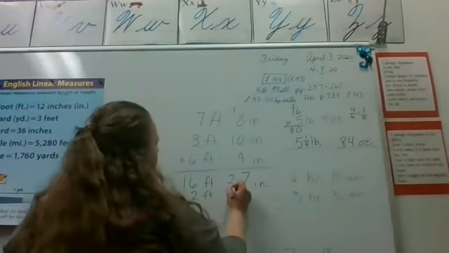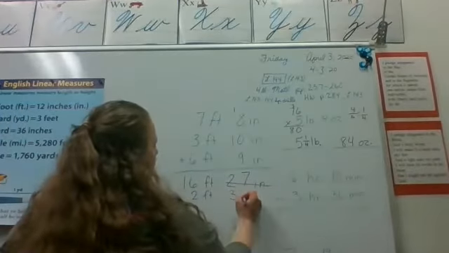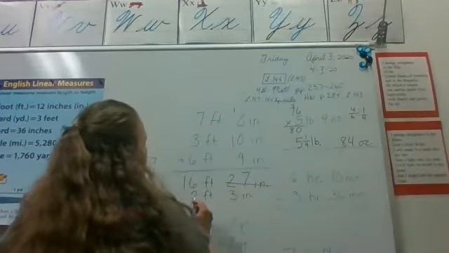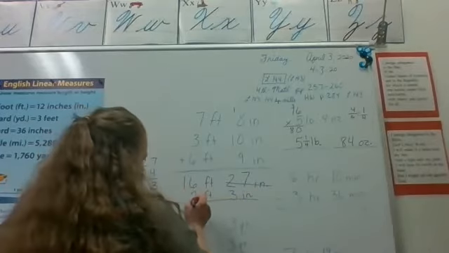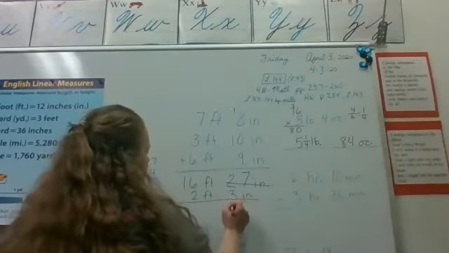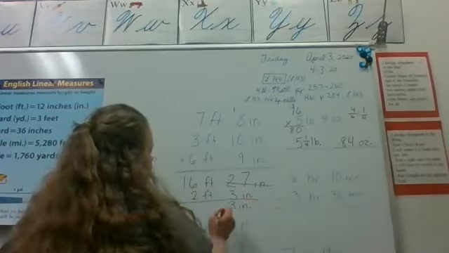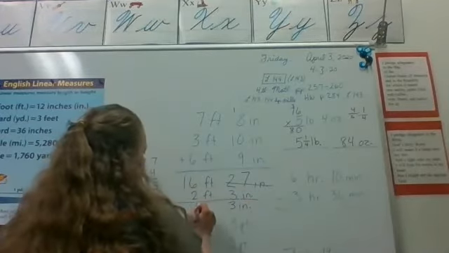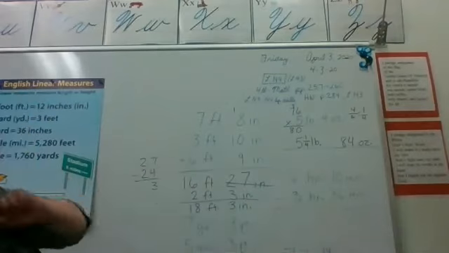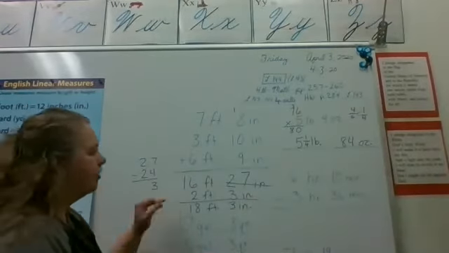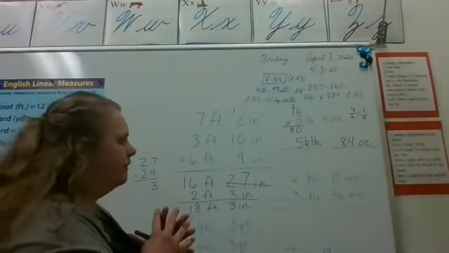So we can cross out the 27 inches, and we can add 16 feet plus 2, and then 3 inches will be our inches. So 16 plus 2 is 18 feet, okay? So that's how to convert it to make sure that we get our most concise answer, okay?